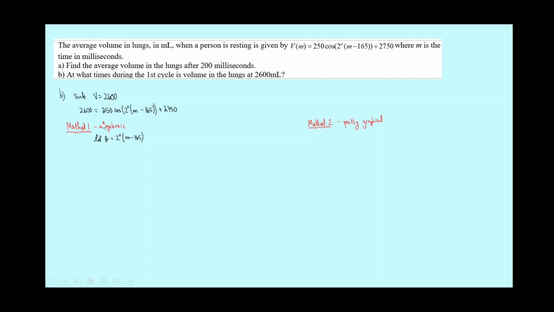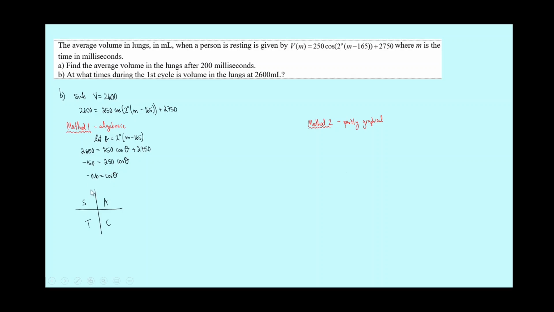So for the algebraic method, I prefer to make this input of cosine a very simple angle that I'm going to call theta. And rewriting this equation makes it much easier to solve for theta first. So from this line to this line, we have subtracted 2750 from both sides and got this result here. Then I need to get rid of 250, so I'm going to divide both sides by 250 and get this result.